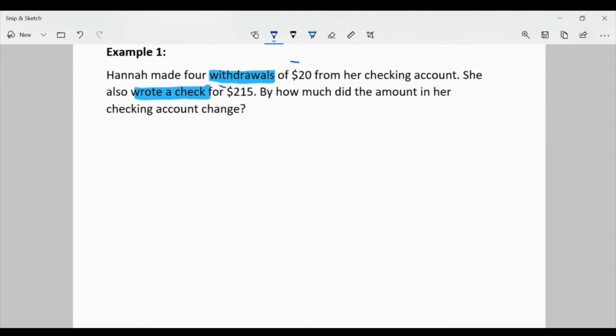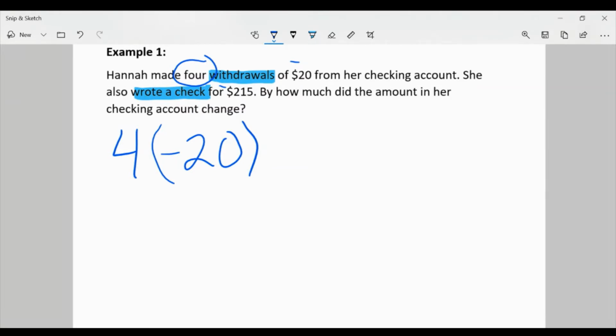Now, for her withdrawals, we know it's negative 20. That's what she took out. But she did it 4 times, right? So I know I'm going to multiply this by 4. Now, if you really want to, you can add negative 20 4 times, right? But it is quicker to multiply it. So this will tell us how much it changed with the withdrawals.